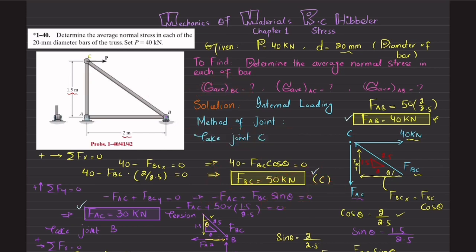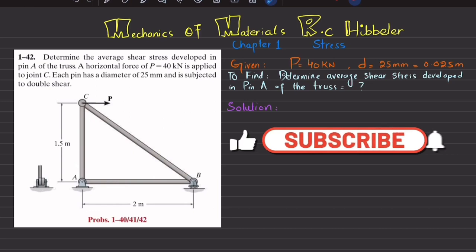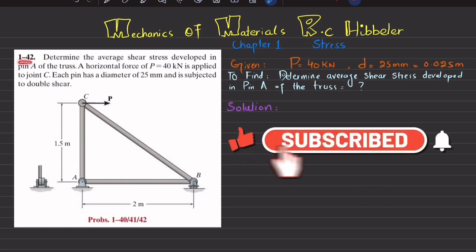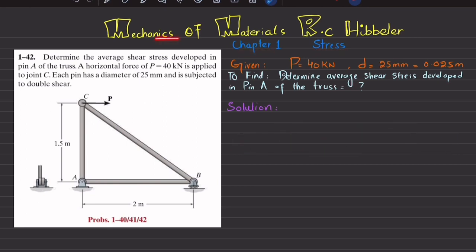Welcome back. Problem 1-42. This problem is taken from chapter number 1, that is stress, and the book name is Mechanics of Materials by R.C. Hibbeler. So the statement is: determine the average shear stress developed in pin A of the truss. A horizontal force of P equal to 40 kN is applied to joint C. Each pin has a diameter of 25 millimeter and is subjected to double shear.